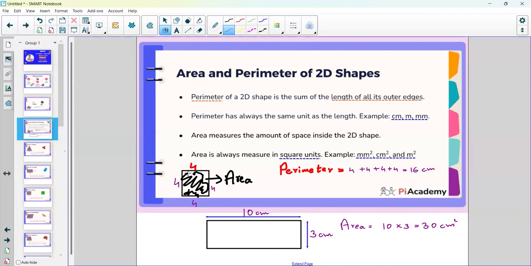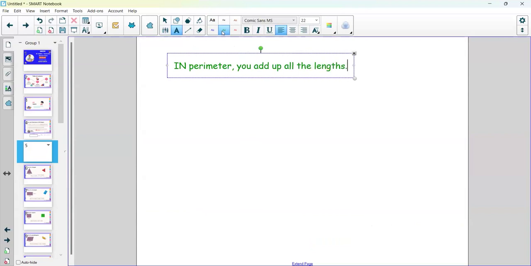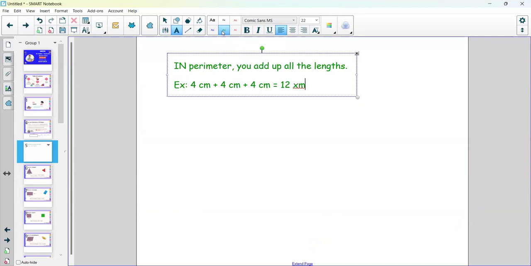Now, the actual reason why we have square over here is, if you notice in the perimeter, what are we basically doing? Let me just show you. In perimeter, you add up all the lengths. Example, you're adding up 4 centimeters plus 4 centimeters plus 4 centimeters, let's say for an equilateral triangle. You will get 12 centimeters. You won't get centimeters square.